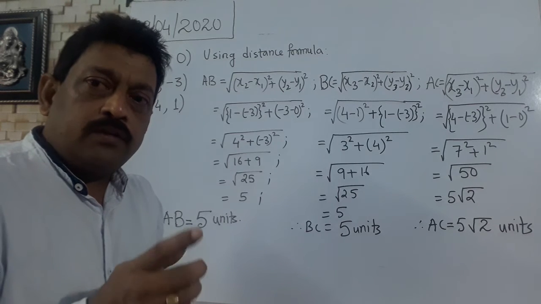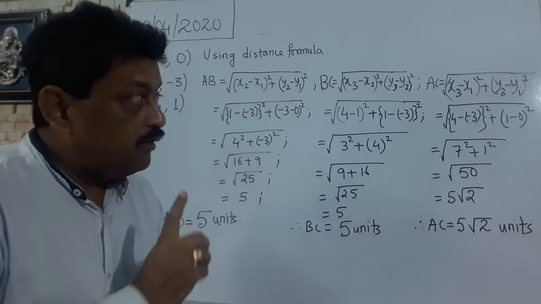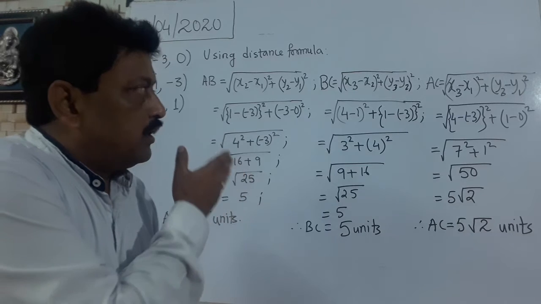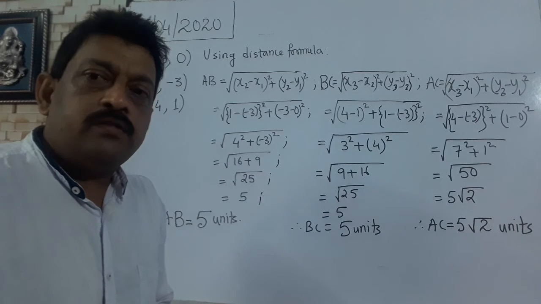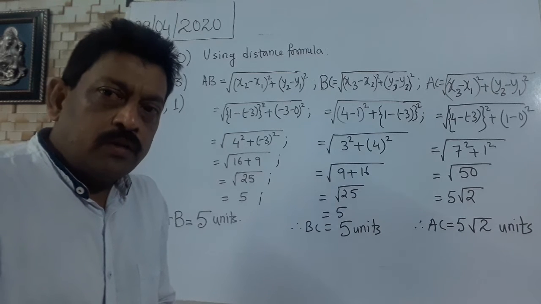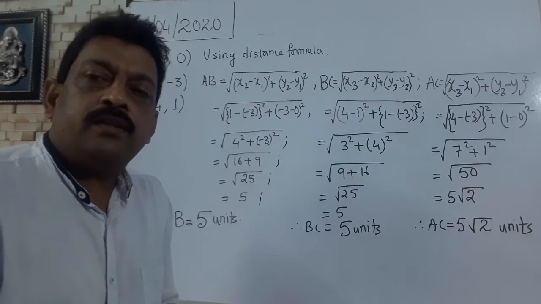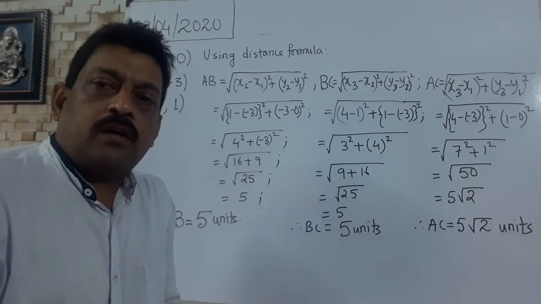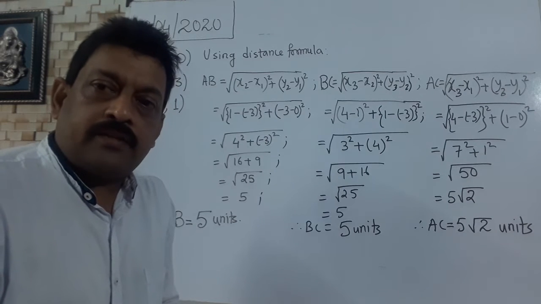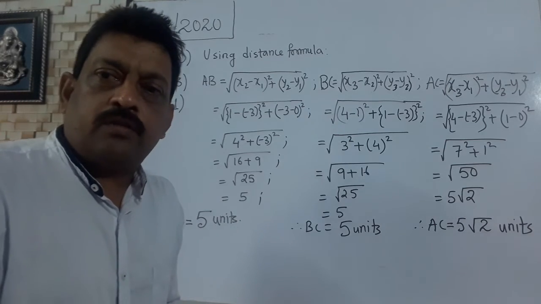Now I have to check something more in this question. It is asked to check whether ABC is an isosceles right triangle or not. For that, I have to use the Pythagoras theorem. If the theorem is satisfied, then we can say that the points after joining will form an isosceles right triangle. So let me check whether it satisfies the Pythagoras theorem or not.